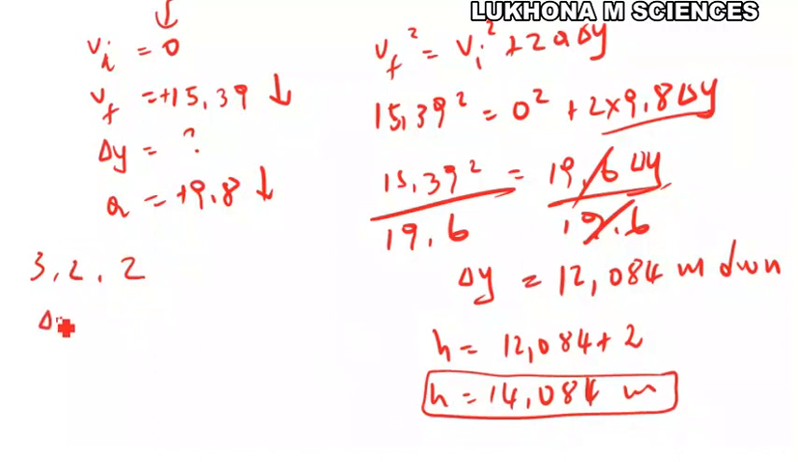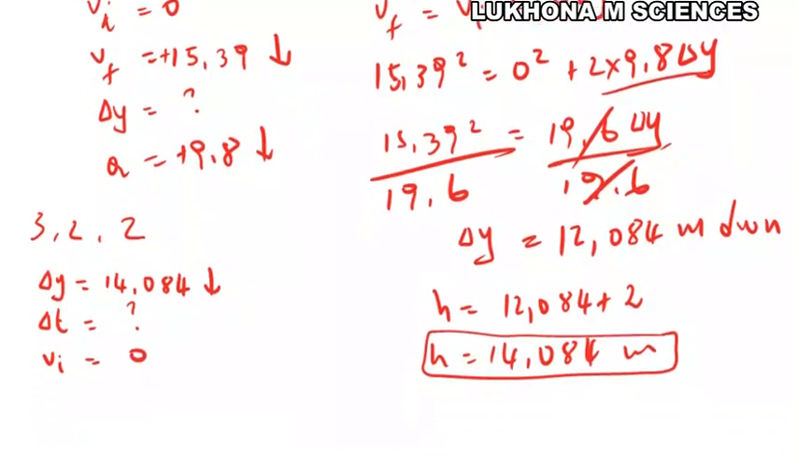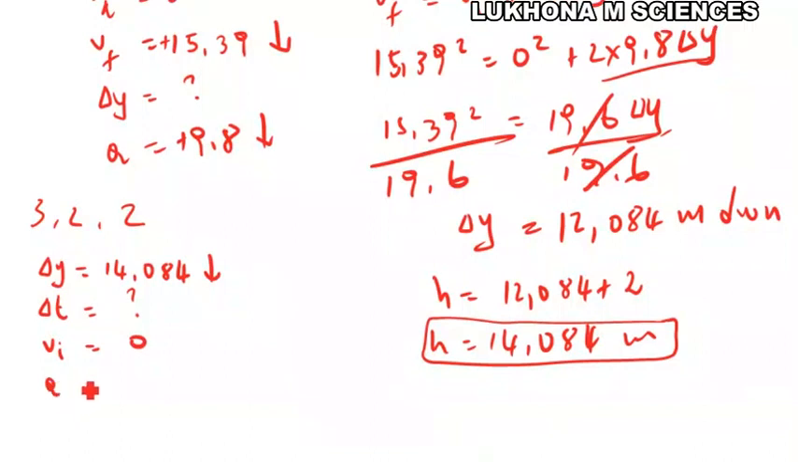Which means we have delta y, which is 14,084 downwards. We are looking for the time. Then it was released, the initial velocity is 0. Then acceleration is equal to 9,8 downwards. Since this one is downward and this one is downward, then this one is positive. Also this one is positive.